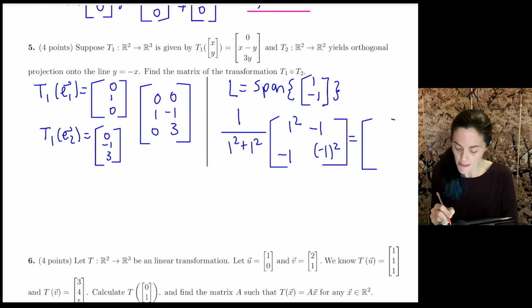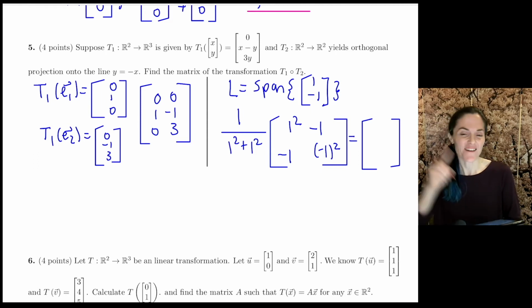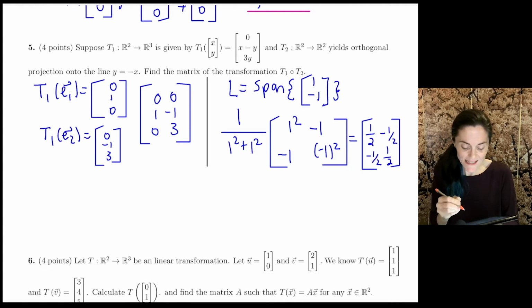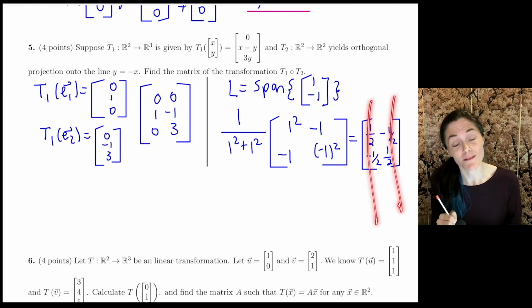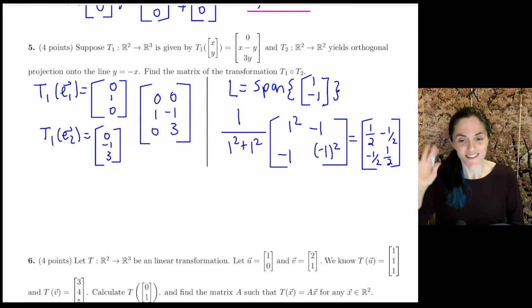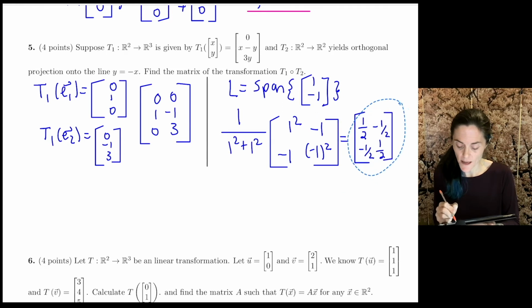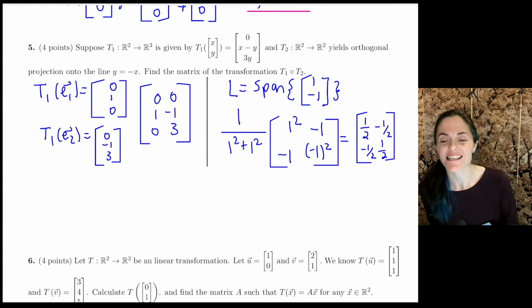The coefficient is just a half. So this matrix is a half, minus a half, minus a half, a half. And one thing I've mentioned in class that you definitely want to check is that the columns of the projection matrix are on your line. If you don't, you've made a mistake somewhere. And we see that here. Both the columns satisfy y equals minus x.